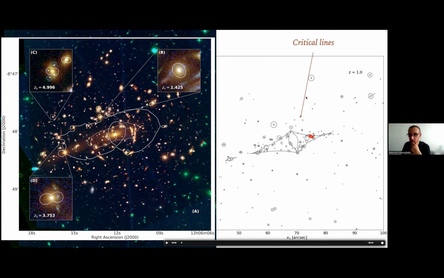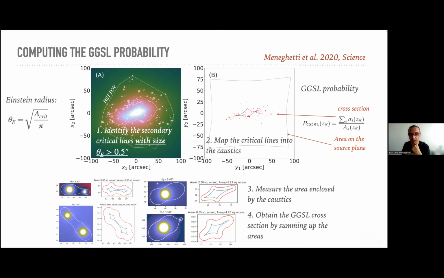summing all these areas that are contained into these caustics, we would define the so-called cross-section for these galaxy strong lensing events. So this is basically what we do to quantify how the matter is distributed in these subhalos that host these cluster galaxies in our analysis. So this slide here shows you a summary of our procedure.